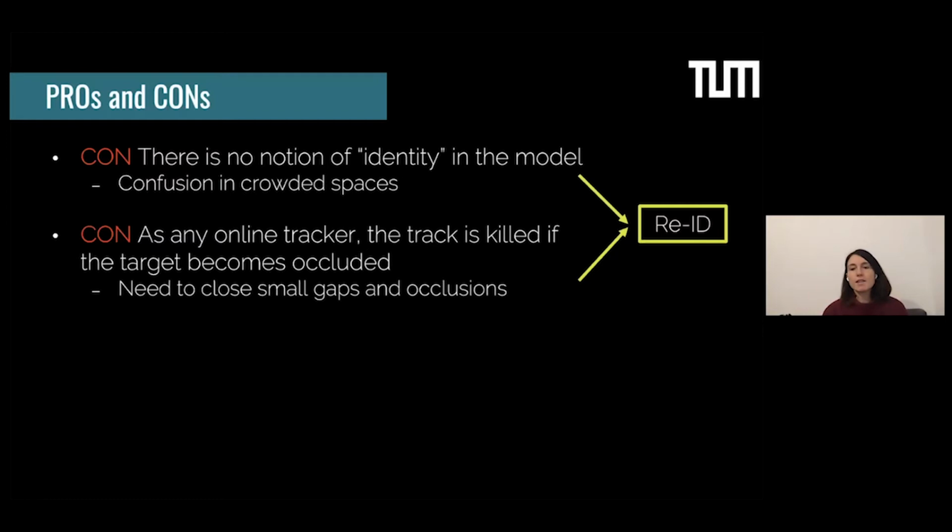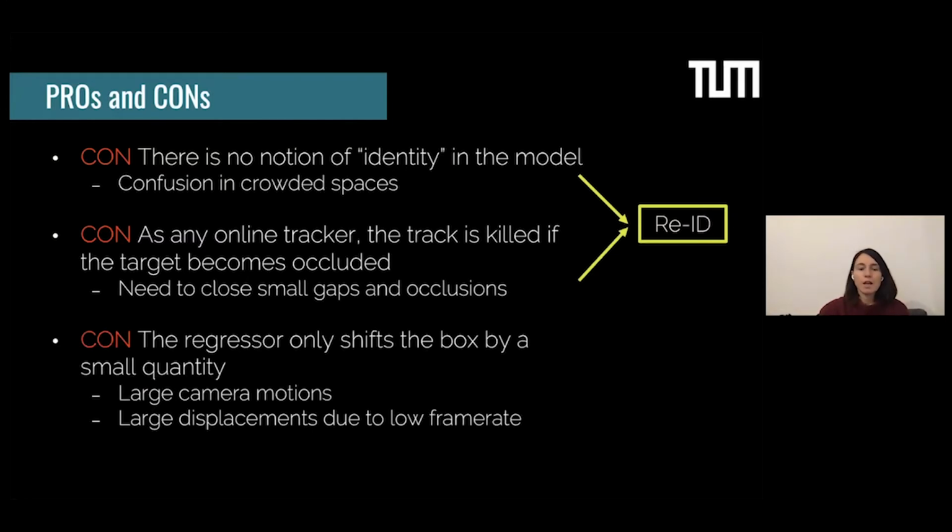And we can actually solve these two problems with very common techniques used in multiple object tracking, like, for example, re-identification networks. So there are already tools in multiple object tracking to combat these problems. Finally, we have a third problem: when we have low frame rate or large camera motions, the box shifts by a lot in image space, and therefore the regression should also be trained to shift the box by a lot.